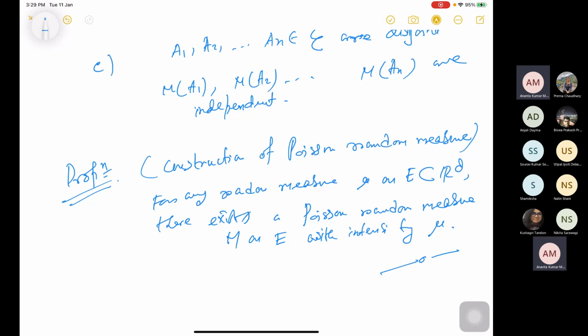This idea one can generalize, where R plus can be replaced by E, and the Lebesgue measure may be replaced by a Radon measure, because Lebesgue measure is a particular example of a Radon measure. And the construction says that there exists a Poisson random measure on a sigma finite measure space. Okay, I'll stop now.